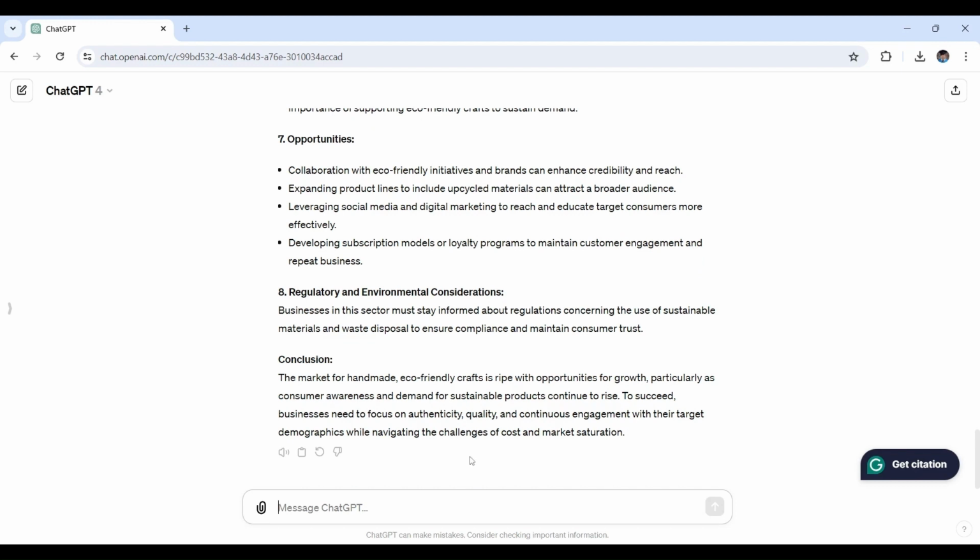Now, who's running the place? Describe your business's organizational structure, details about the ownership, and qualifications of your management team. Type your prompt here, detail an organizational structure for a business that sells handmade, eco-friendly crafts. Here we go. So this is my prompt right here, then hit send.